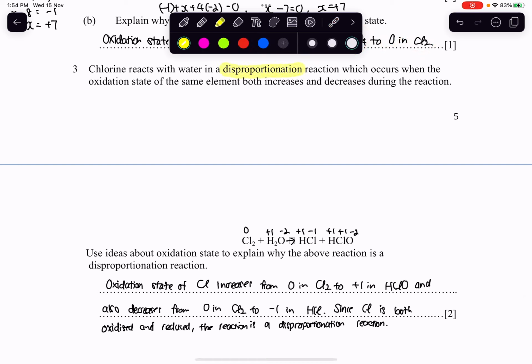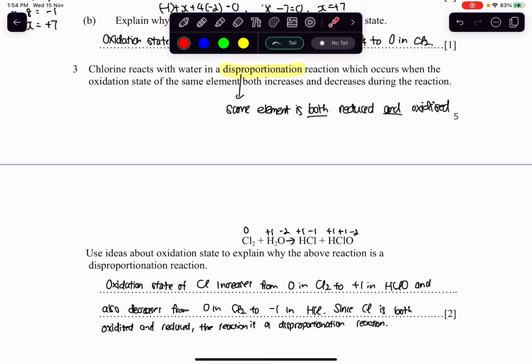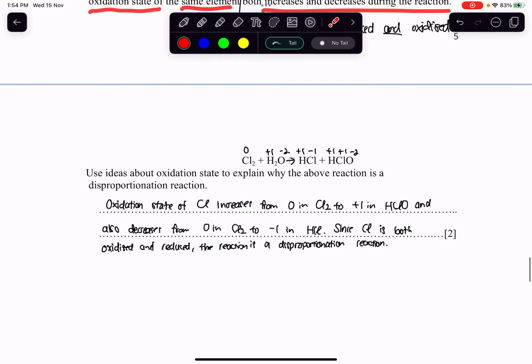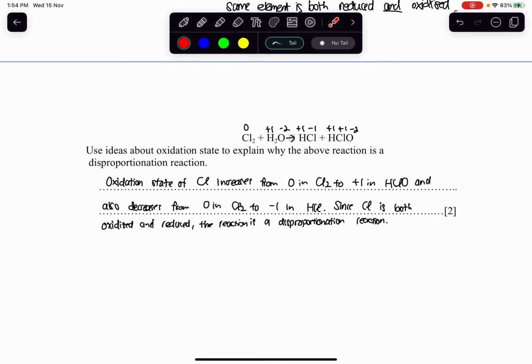So this wasn't covered in the slides, in the lesson. What does disproportionation mean? The same element is both reduced and oxidized. So we will see this in this reaction. Oh, they did explain. The oxidation state of the same element both increases and decreases. So using ideas about the oxidation state, explain why the above reaction is a disproportionation reaction.